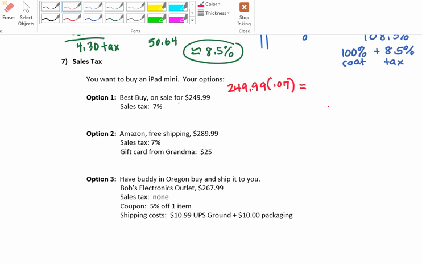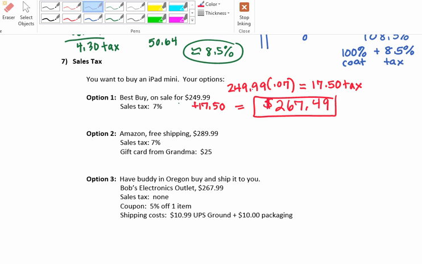All right, in my calculator, $249.99 times 0.07. That comes up to approximately, and I'm going to round to 2 decimal places here because it is money, $17.50 in tax. So that's an additional $17.50 that we have to pay. So I'm going to tack that price on. And what we end up paying for the iPad would be $267.49 if you shop at Best Buy.